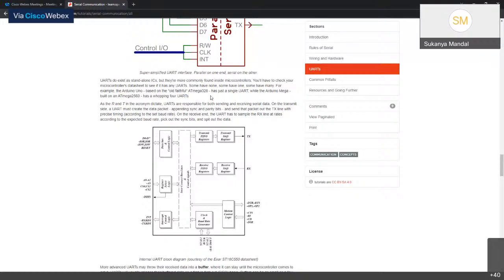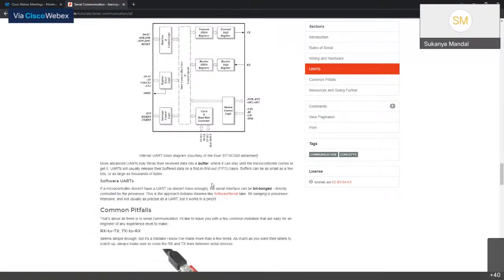As the RT acronym dictates, the UART is responsible for both sending and receiving serial data. On the transmit side, the UART must create the data packets, appending sync and parity bits, and send the packets out to the TX line with precise timing. Another thing you would need to understand is that on the receiver end, the UART has to sample the RX line at rates according to the expected baud rate. So while doing serial communication with UARTs, you need to be careful of the baud rates on both the transmitter and the receiver side.